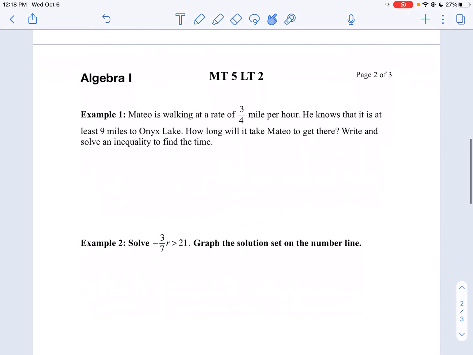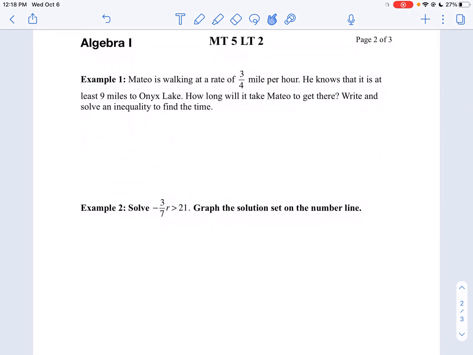Let's take a look at example 1. It says, Mateo is walking at a rate of 3/4 of a mile per hour. He knows that it is at least 9 miles to Onyx Lake. I'm going to highlight at least. How long will it take Mateo to get there? Write and solve an inequality to find the time.